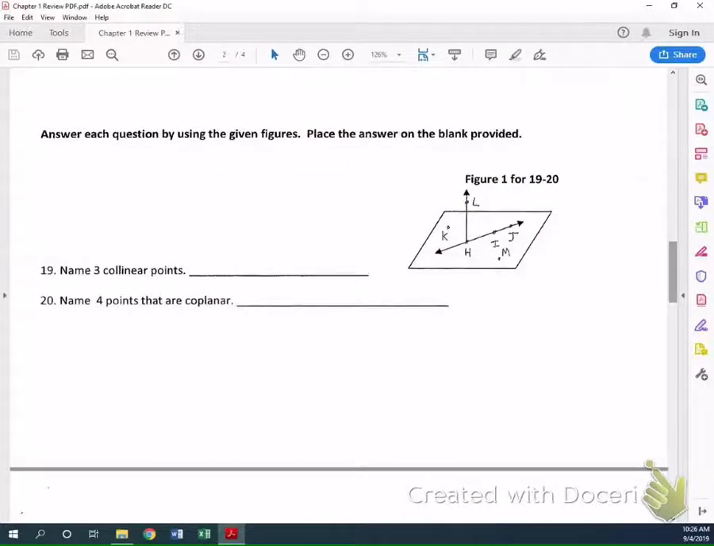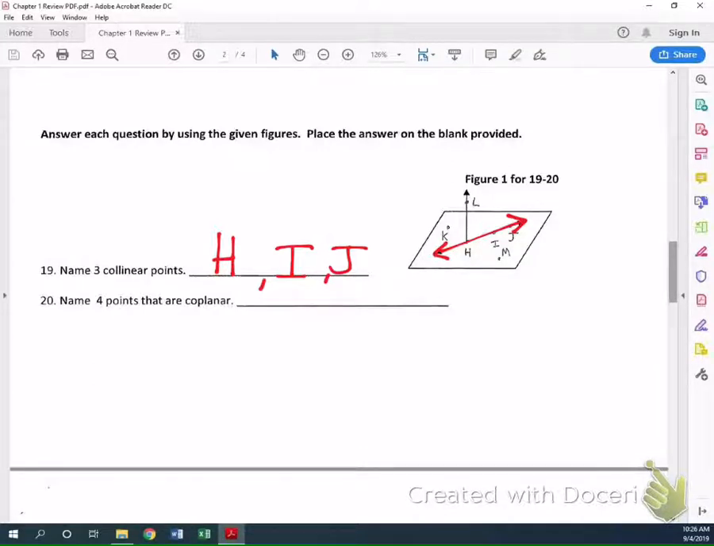All right, answer each question using the given figure. Place the answer on the line provided. So 3 collinear points. Anyone? HIJ. H, I, and J are all on this line right here. Collinear just means same line.